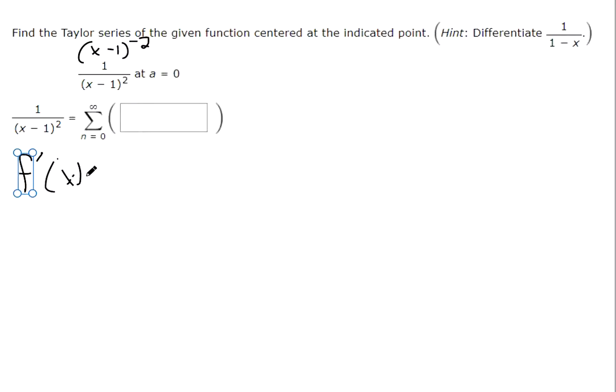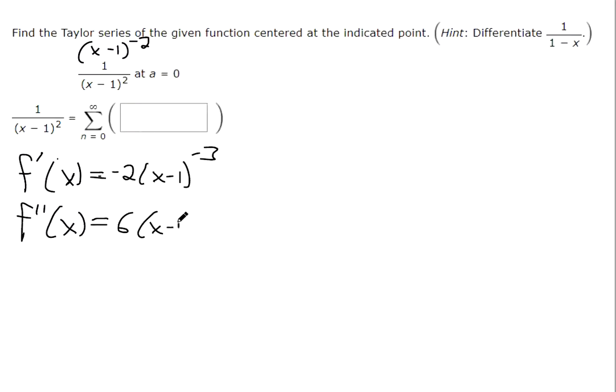So the first derivative would be: the negative 2 comes down. That's (x minus 1) to the negative third power. Second derivative is 6(x minus 1) to the negative fourth power. Third derivative, hopefully that's all we need before we see a pattern. Negative 4 comes down.